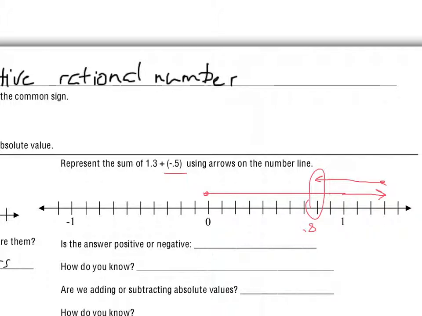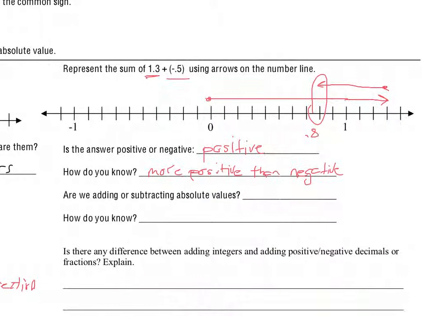Is the answer negative or positive? Well, it's positive. How would I have known that even before I drew my arrow diagram? Looking at these values, we were definitely more positive than negative. Are we adding or subtracting? I can see my arrows cutting back across each other, so that definitely means we're going to be subtracting. How do I know? The arrows cut into each other.